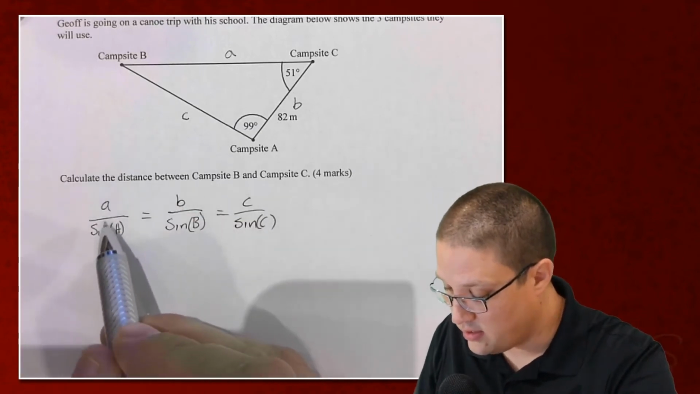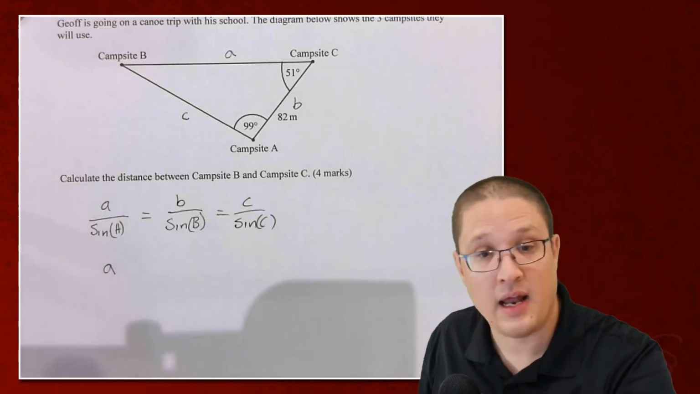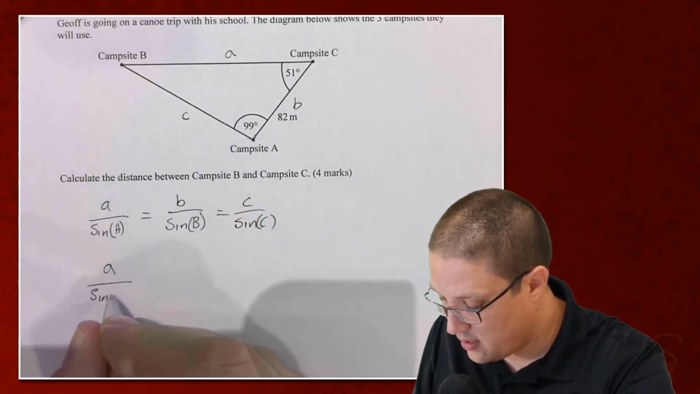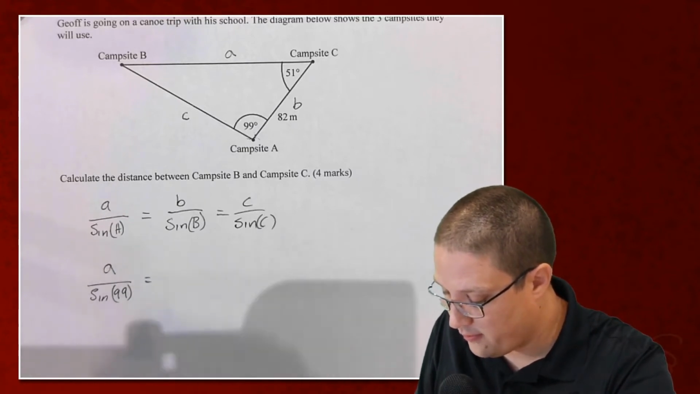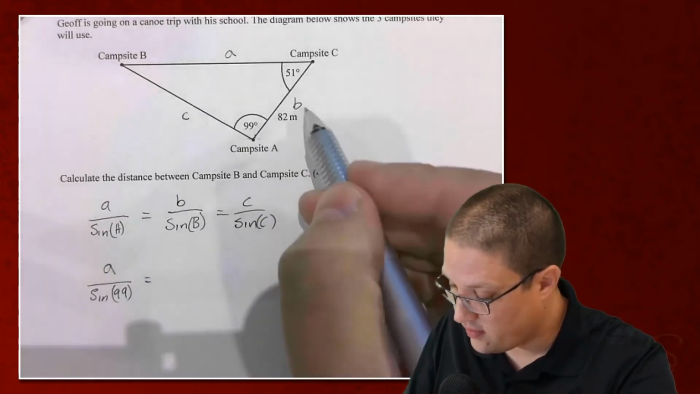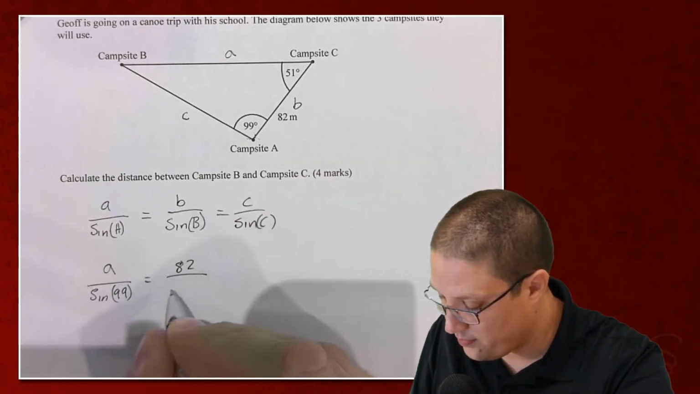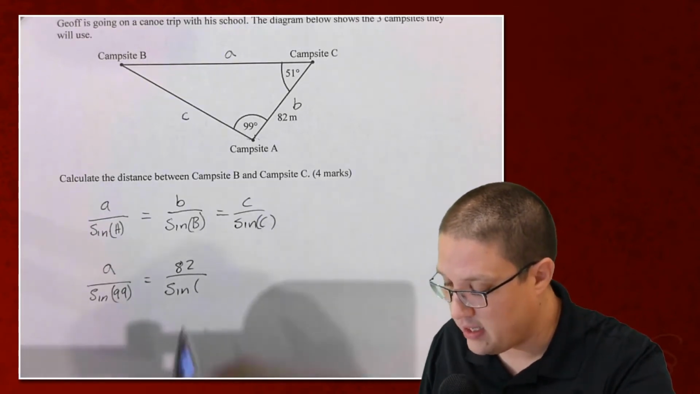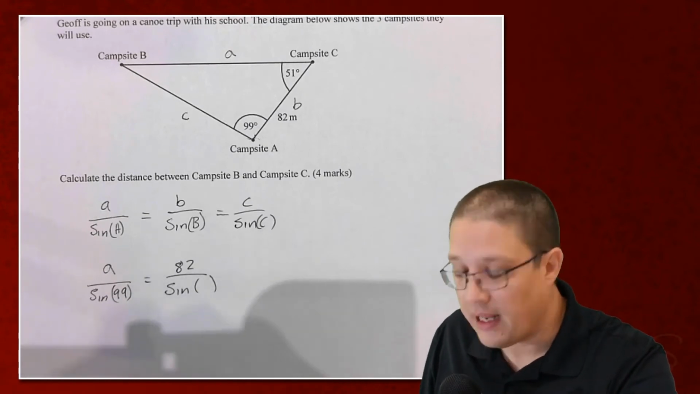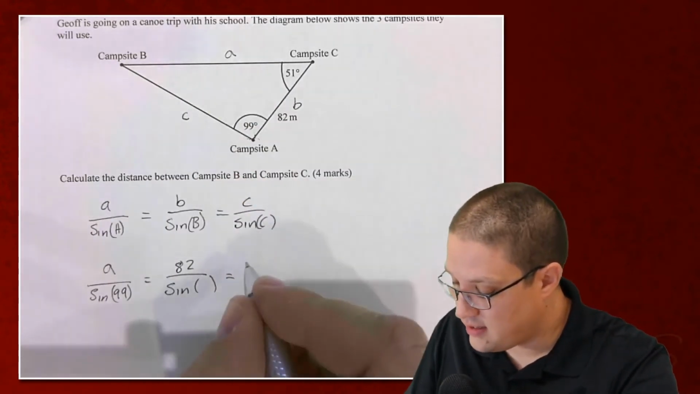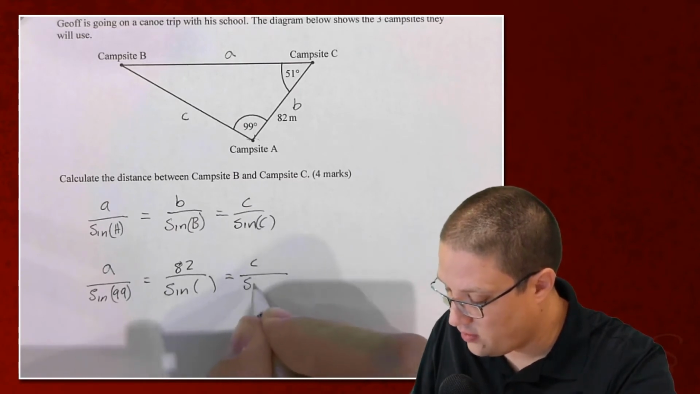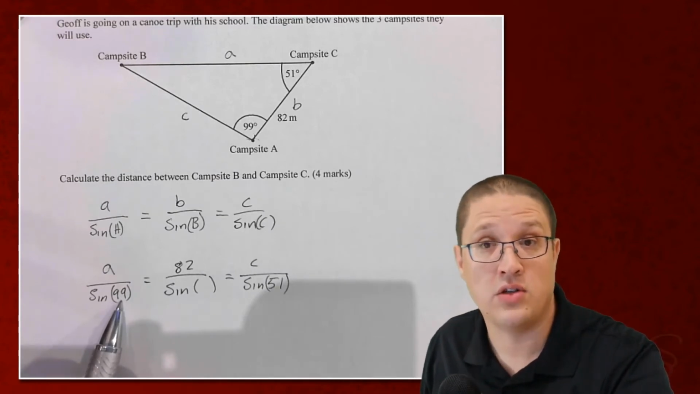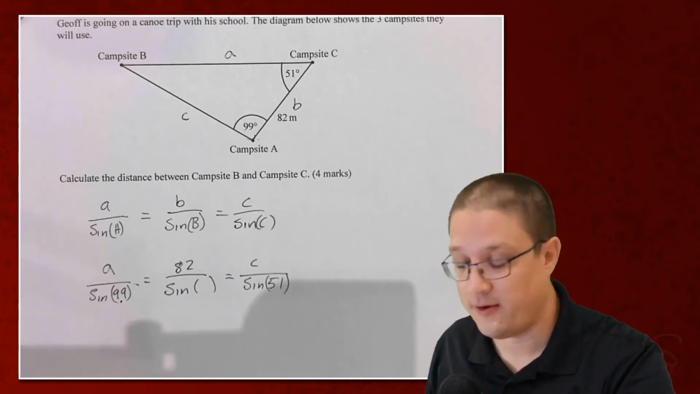In this case, I do not have side a, so I'm just going to leave it as a. I do have angle A here, so I'm going to write in the number for that. I do have side b, so that's 82, over the sine of, I do not have angle B here, so I'm going to leave that blank for a second. Side c I do not have, but I do have angle C, sine of 51 there. Please note, this is the sine of the angle. This is not just the angle. You need the sine of the angle there.